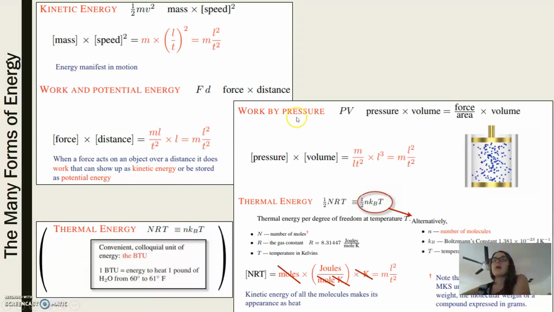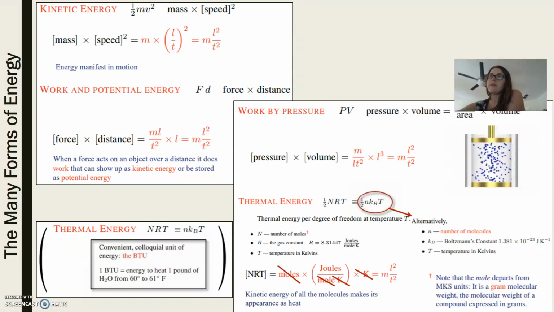If we look at work by pressure, so we're getting into gases and gas particles now, we have pressure times volume, which would be the force over area times volume. And again, we get mass times length squared over time squared.